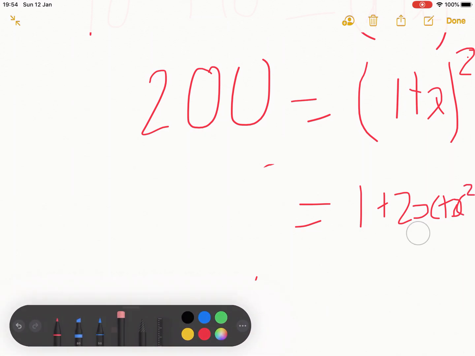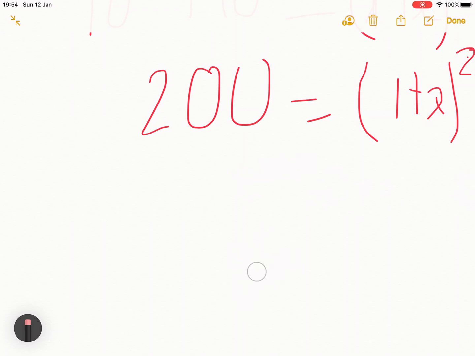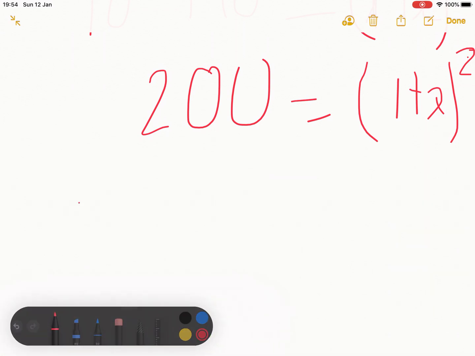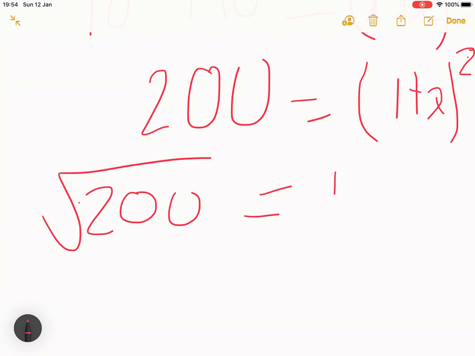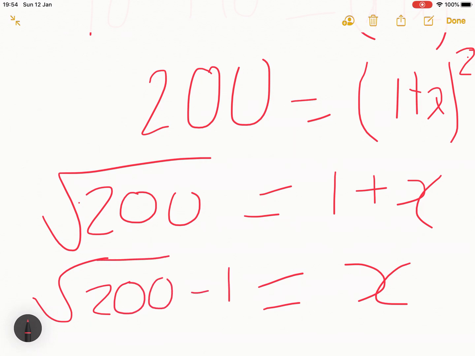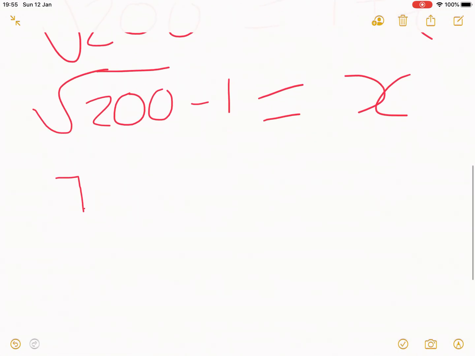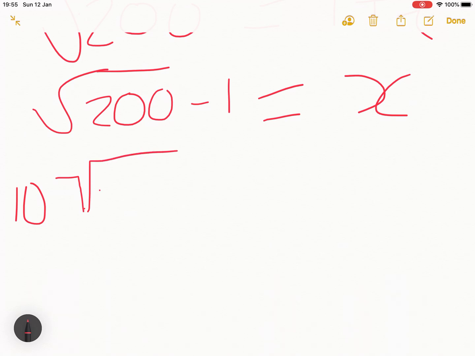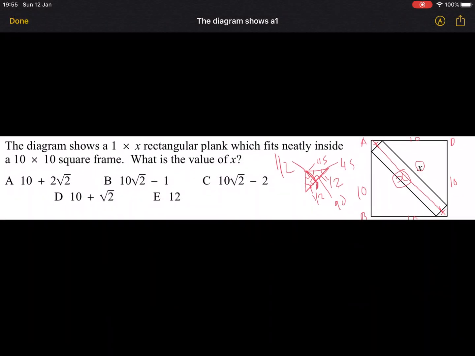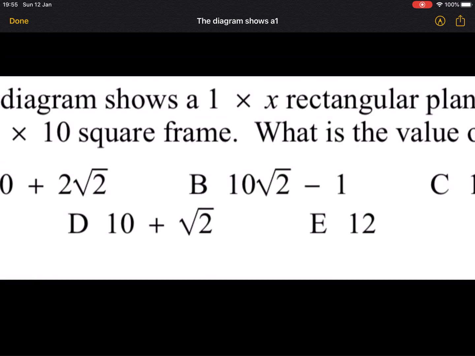Oh, no. What am I doing? Sorry. If we know that's that, then we can root 200 to get 1 plus x. So then x just equals root of 200, minus 1. And root 200 can also be written as 10 root 2. So 10 root 2 minus 1 equals x, which is B. So that's our answer.